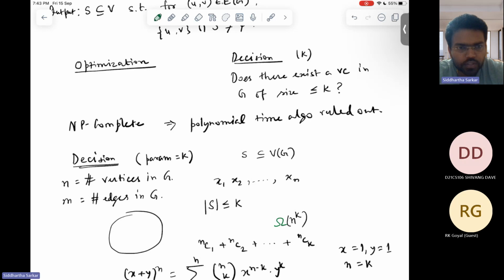So the question I should ask is, given a set of n elements, how many different subsets of size at most k can exist? That should be something exponential, exponential in say 2 raised to the power n kind of a thing. Could be smaller than that, but exponential in n, not exponential in k. So given a set of n elements, how many different subsets of size at most k can exist?